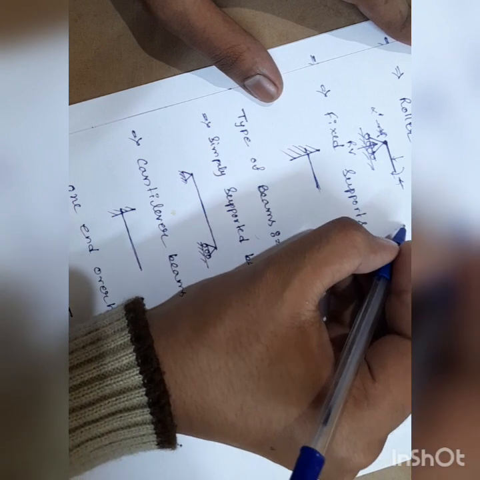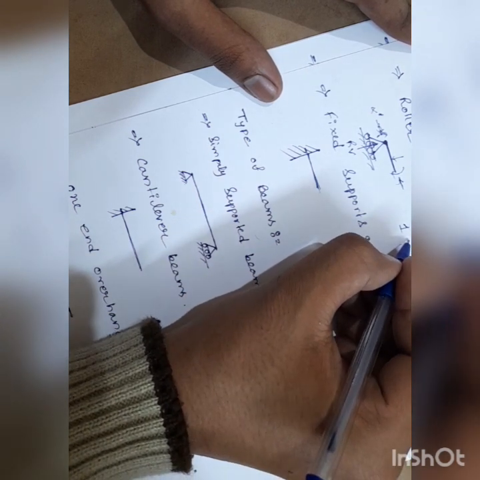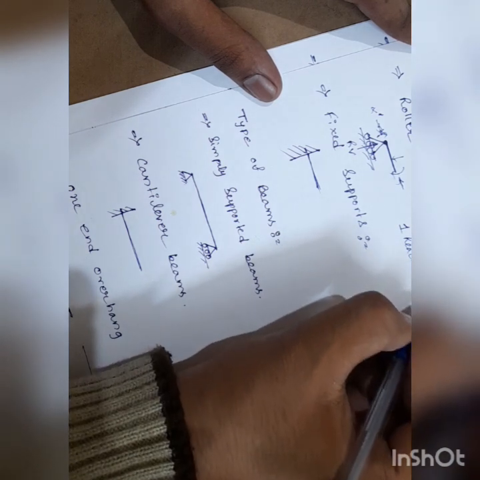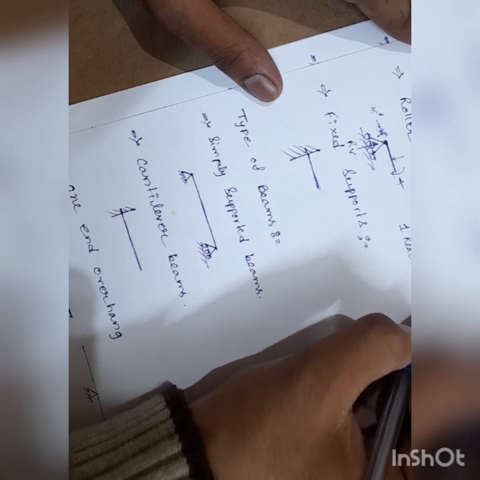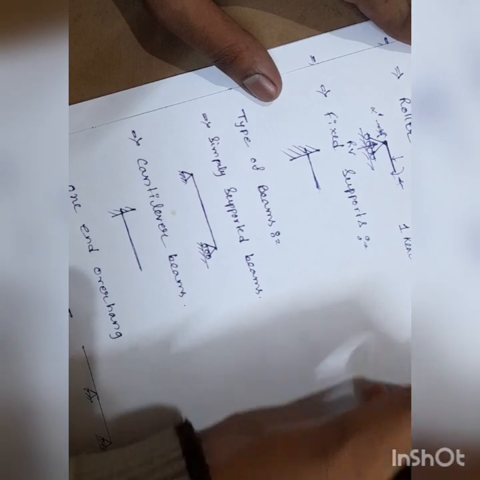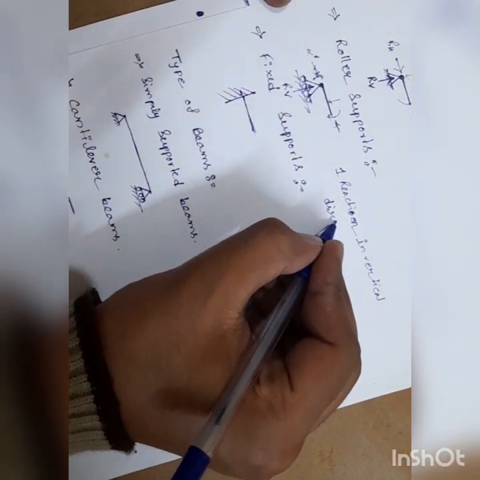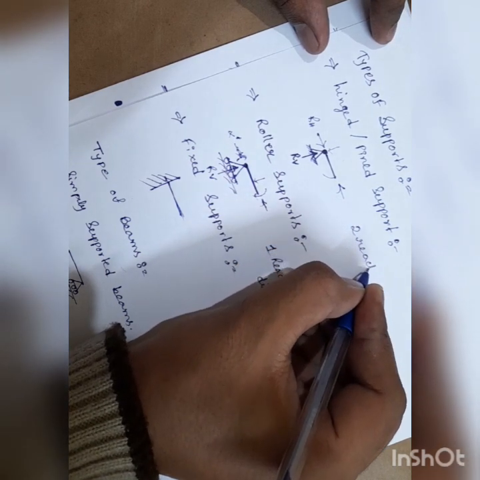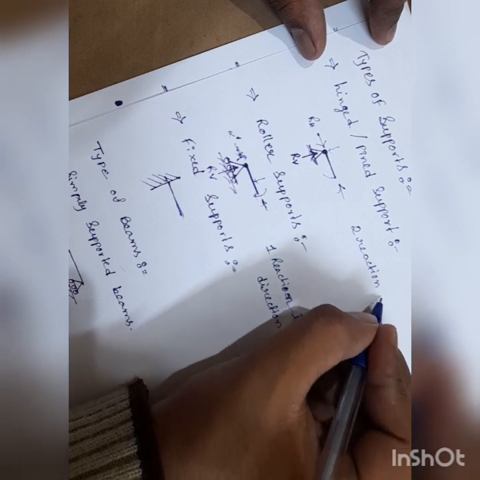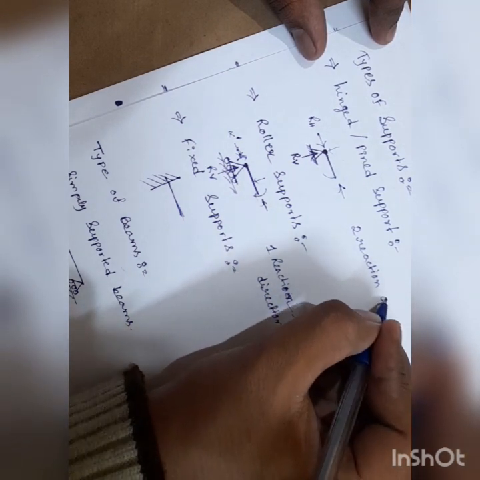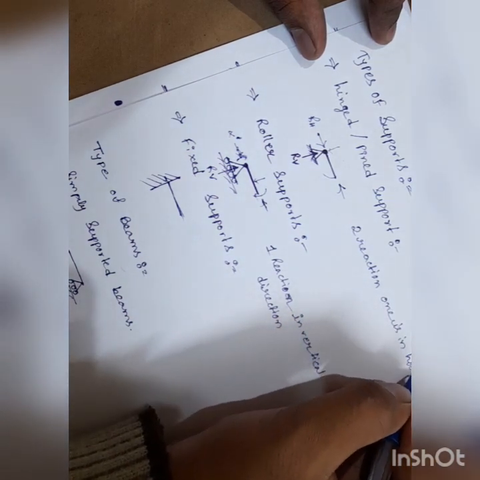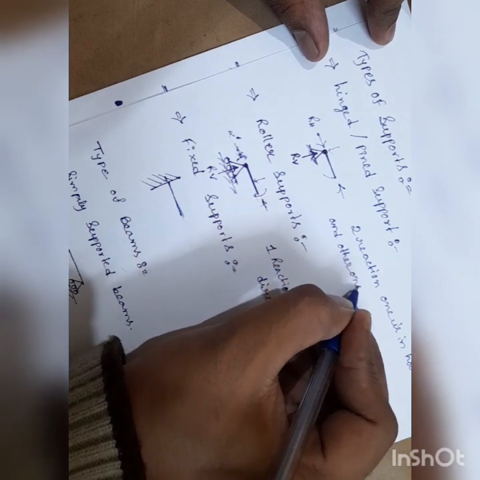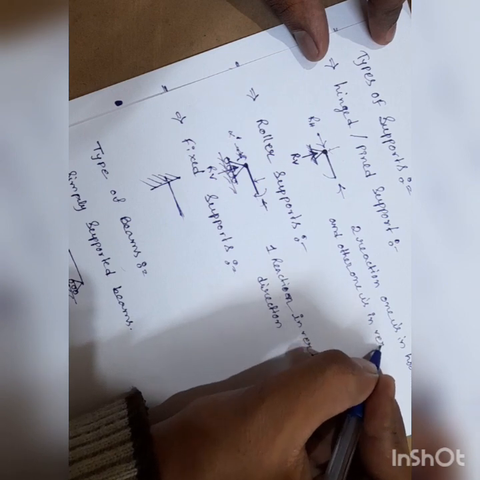So for roller support, there is only one reaction, that is reaction in vertical direction, and for hinge, two reactions, one is in horizontal and the other one is in vertical direction.